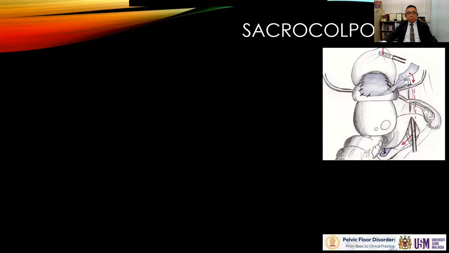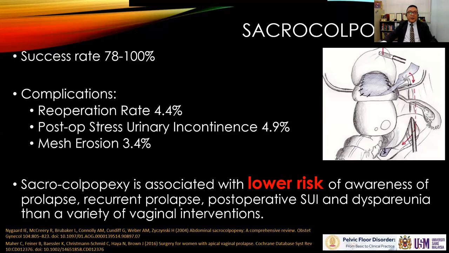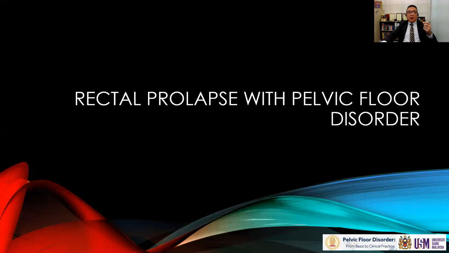Intraperitonealized. So this is one of the best. It yields a successful rate of 78 to 100% with a very low reoperation rate and very good recurrence rate, and they come with a very low risk of postoperative stress urinary incontinence and dyspareunia compared to vaginal intervention. So how about those with rectal prolapse and pelvic floor disorder?